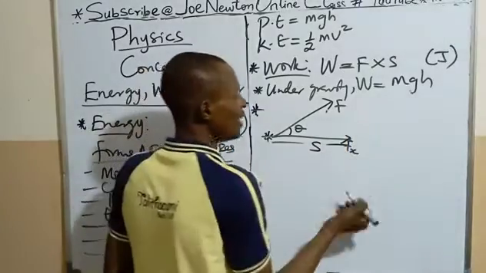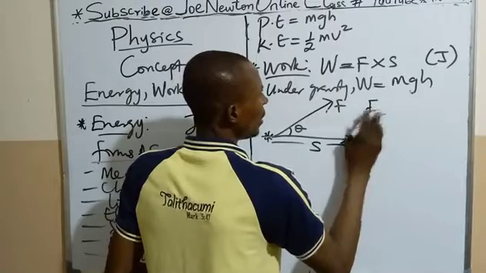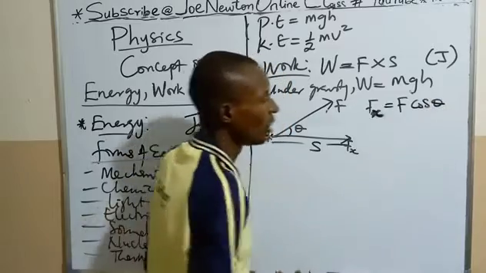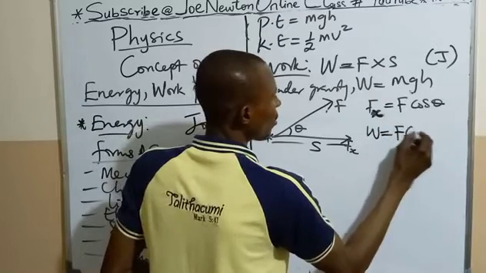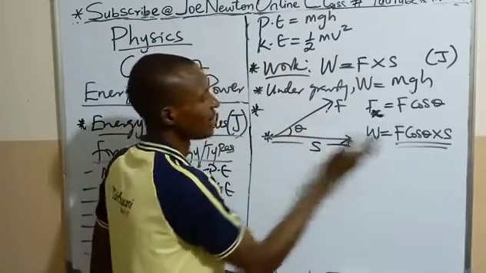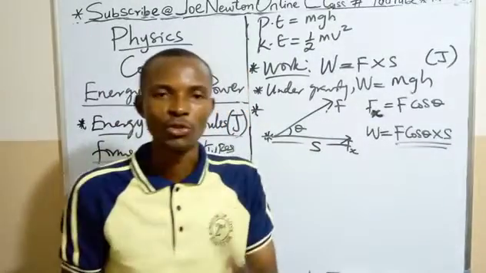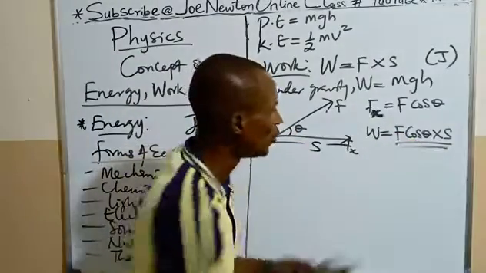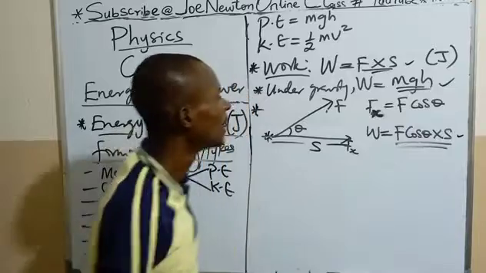In that case, the effective force, the F net here, or the effective force in the horizontal direction, equals F cos theta by vector. So if this is the case, then the work done equals F cos theta times the distance. So F cos theta times the distance gives you the work done under inclined movement, with the force inclined at an angle to the horizontal. So in such a case, this is the formula we are going to use. So be mindful of this formula. Look at this one.